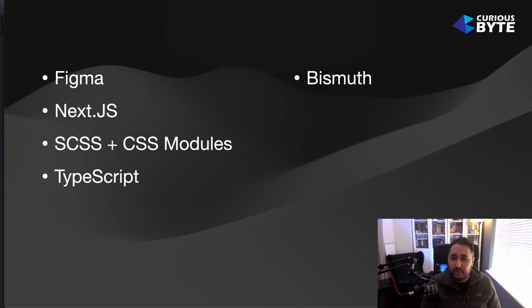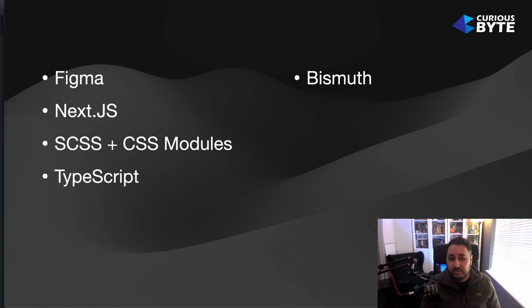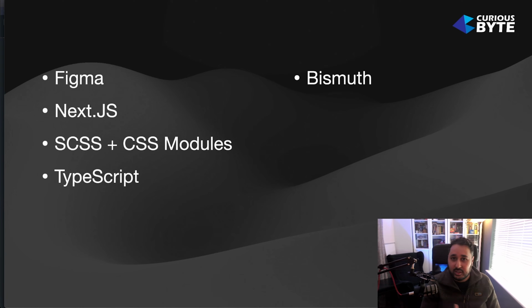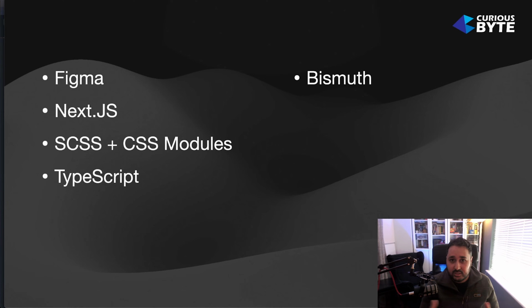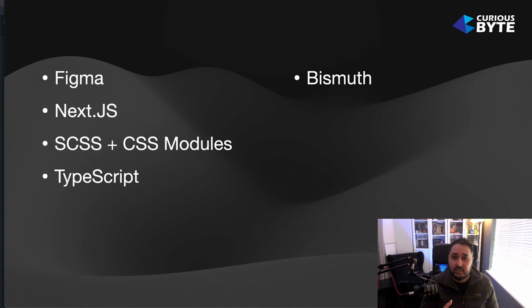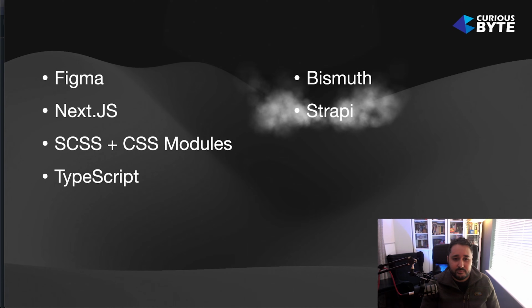Bismuth. So you might not have heard of Bismuth if you haven't watched the last few videos. Bismuth is essentially our own template for Next.js, TypeScript, and CSS, Sass projects. It has a lot built in. It's a starter template. It's to enable us to get going really fast. So that'll be a part of what we're doing as well.